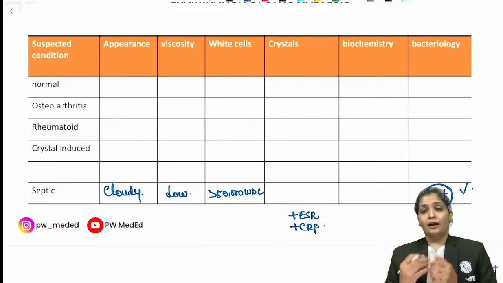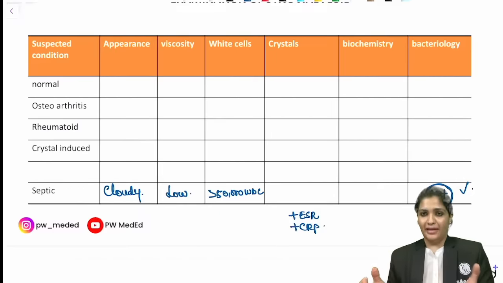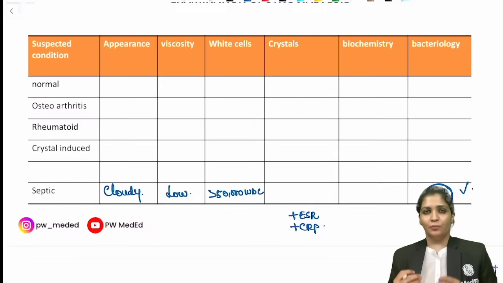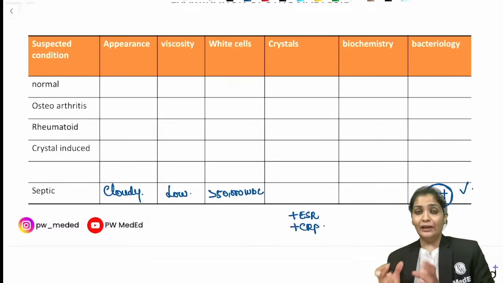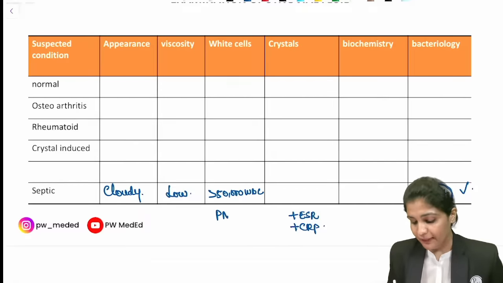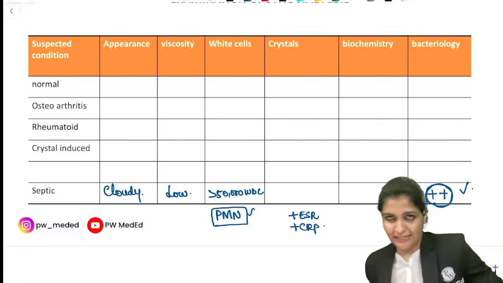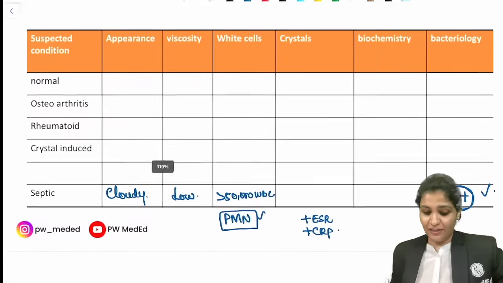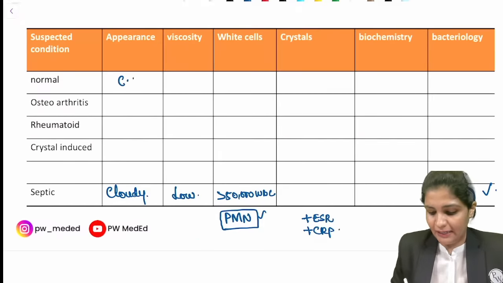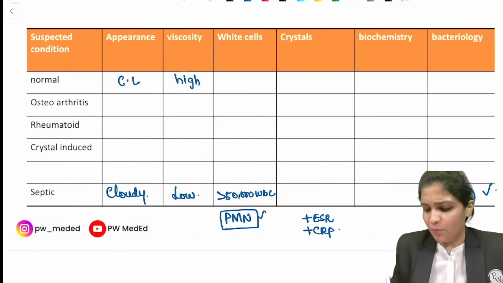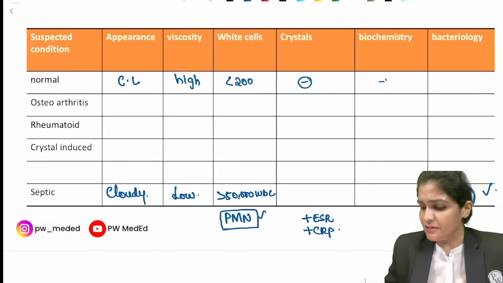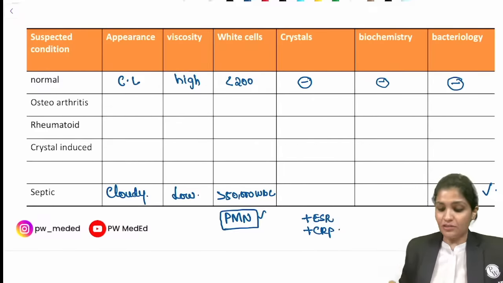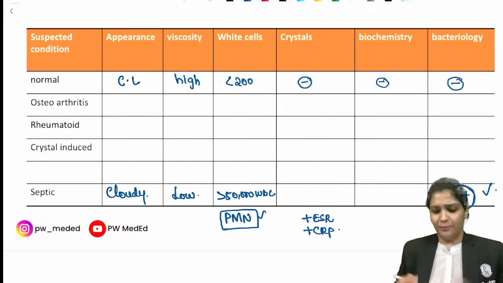So this is how your diagnosis of septic arthritis is made, and you can even send it for gram staining also, right? So in case of septic, it will appear cloudy, it will be low viscous, and it will have a huge amount of white cells, and preferably if it is bacterial, they will be rich in polymorphonuclear cells, that is neutrophils, PMNs are very high, right? And then if it is normal, as I've already told you, it is colorless in appearance, it is highly viscous, has a very moderate amount of cells, that is less than 200 cells, and there are no crystals, and usually culture is negative.